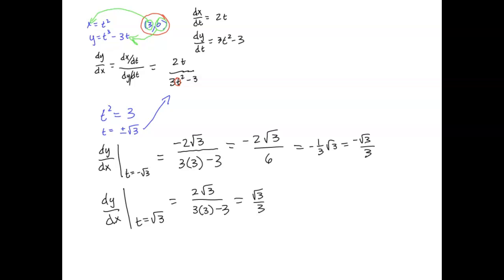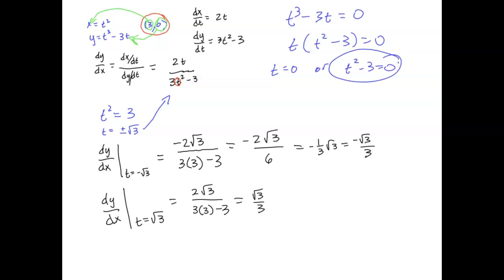And we would have just plugged in 0 for y, and I would have ended up with t cubed minus 3t equals 0. So t times t squared minus 3 equals 0. So t equals 0, or t squared minus 3 equals 0. And from this one, notice that we would just end up with the exact same, plus or minus root 3.